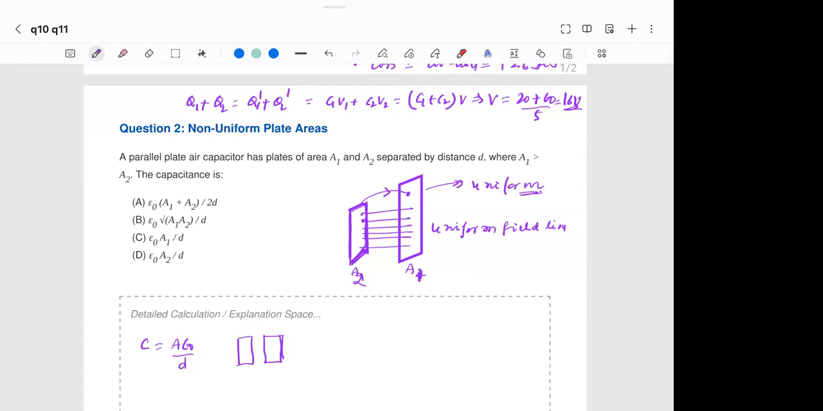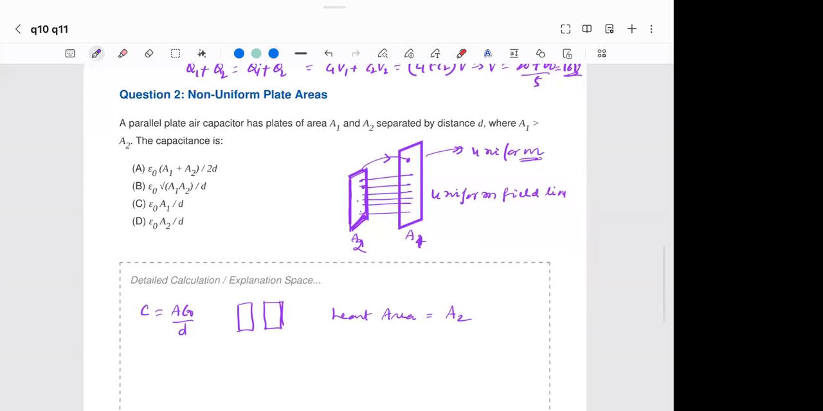So the common area definitely becomes the one having the least area. So that least area will be A2. So effective capacitance becomes epsilon naught A2 by D, fourth option.